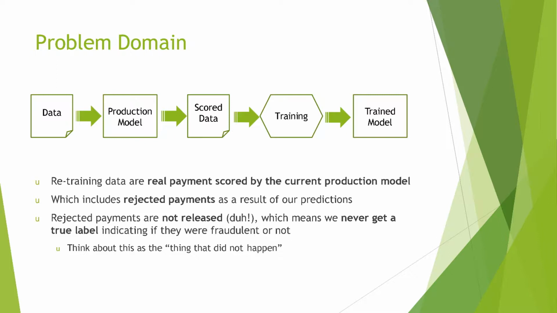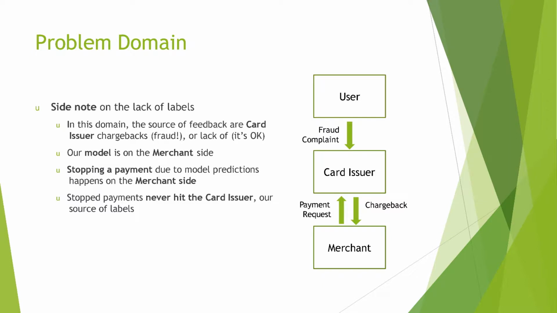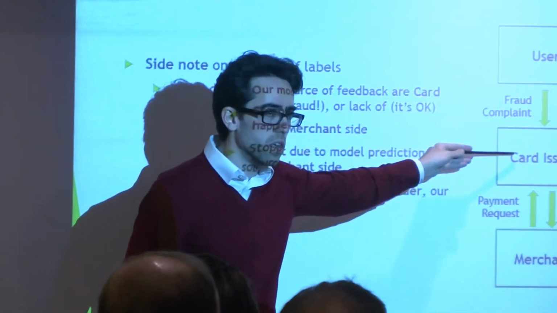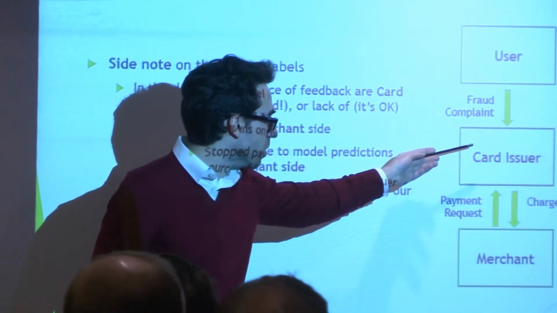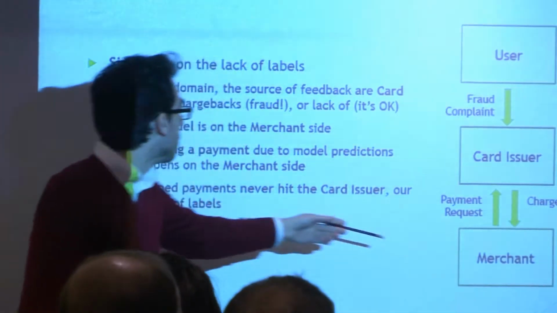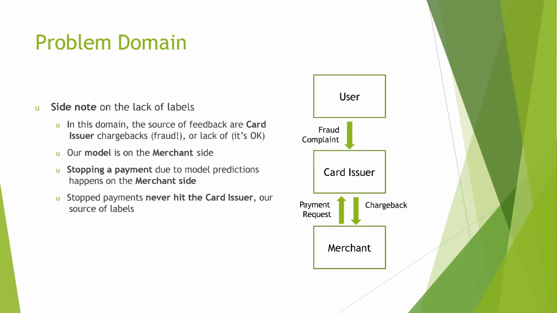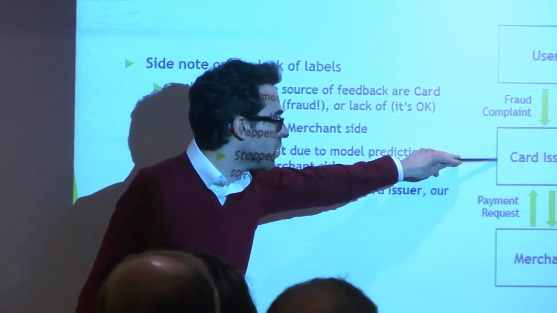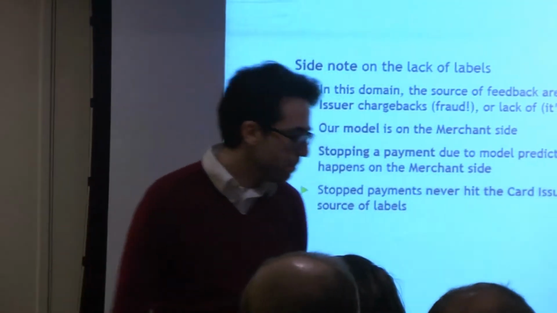This was a surprising thing to me actually, because how this domain is set up is not exactly the same as what we have at Morgan. So think about it like this. You have a card issuer, you have a merchant, you have a user. If you let a payment through and it's a fraudulent payment, then the user would complain to the card issuer. It will incur a chargeback to the merchant, and that's how the merchant knows that this was fraud. Our model runs on the merchant side, so quite obviously, if we stop the payment here, we never reach our source of labels. So that's the problem.